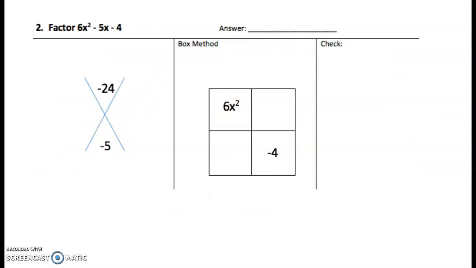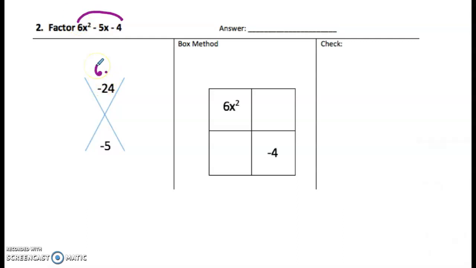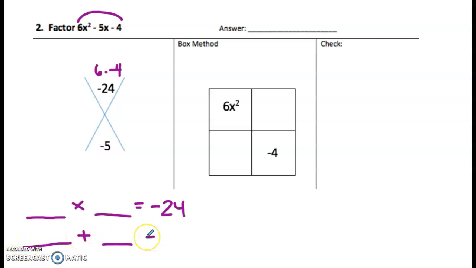So, big idea here. The only thing we are changing about what we were doing before is instead of just looking at the 4, or the negative 4 in this case, you have to take 6 times negative 4, and that's where we get that negative 24. So now the question is, there has to be two numbers that multiply to give me negative 24, and those exact same numbers have to also add to give me negative 5.